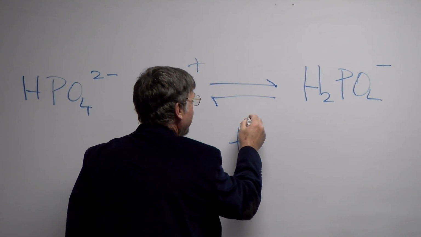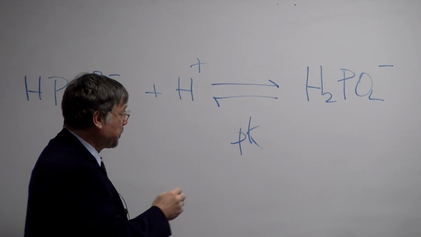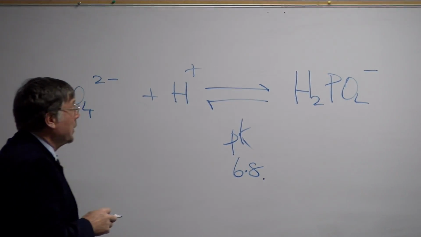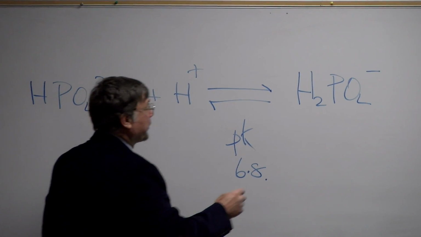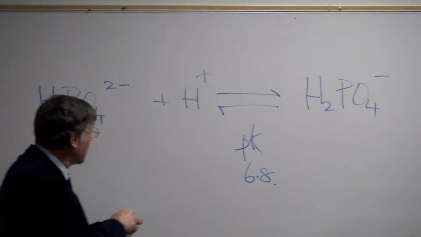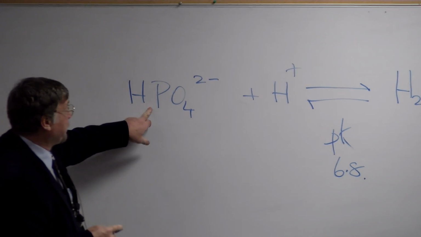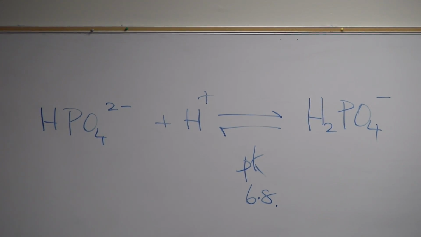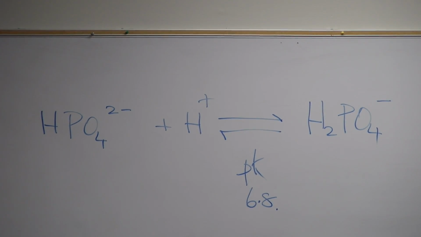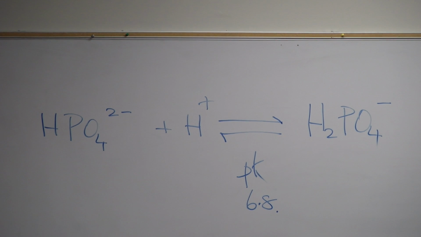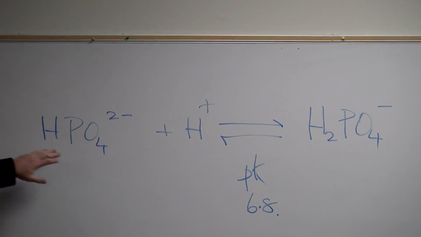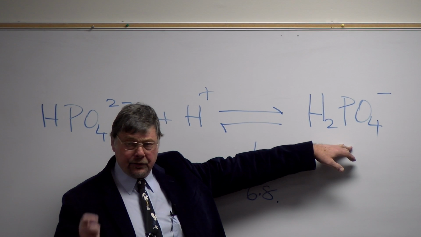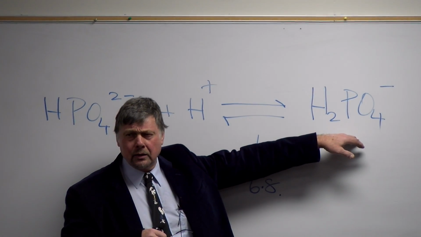The pK of that reaction, if I remember rightly, is about 6.8. So at pH 6.8, you have 50% of this and 50% of this. And I think this was pH 7.4. At pH 7.4, you'll have 80% of this and 20% of this. So this is acid-base. Do you still do acid-base in biochemistry?